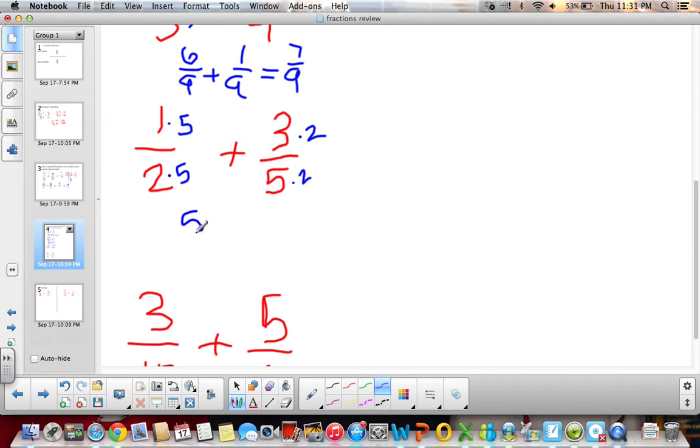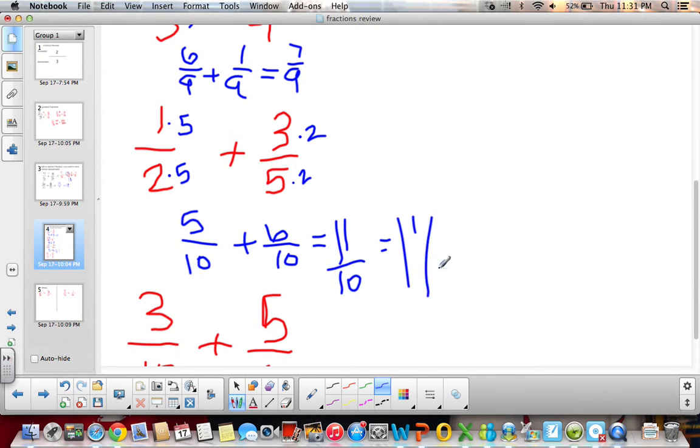Okay, so I'm going to rewrite it. I have 5/10 plus 6/10. We get 11 tenths. And I pull a 10 away from the 11, so then I have 1 and 1/10.